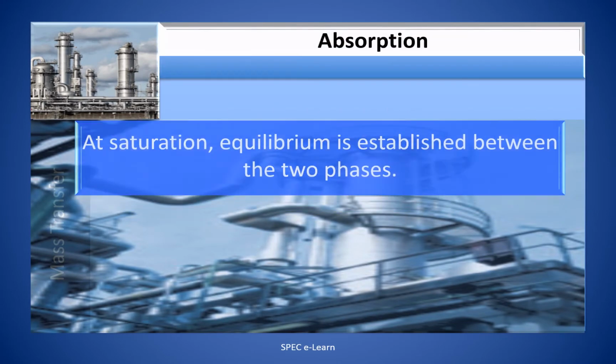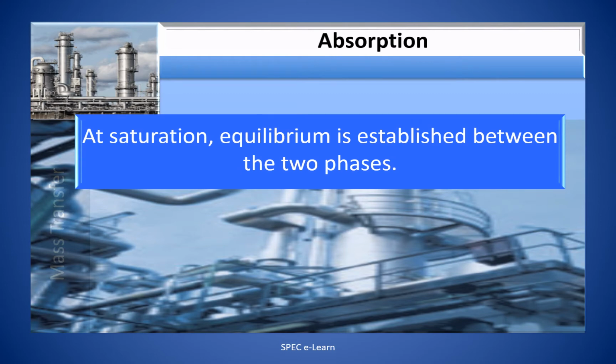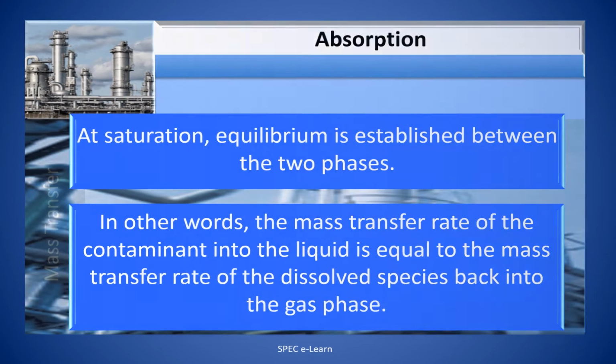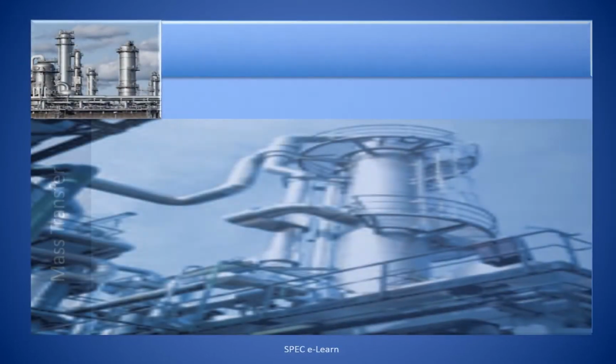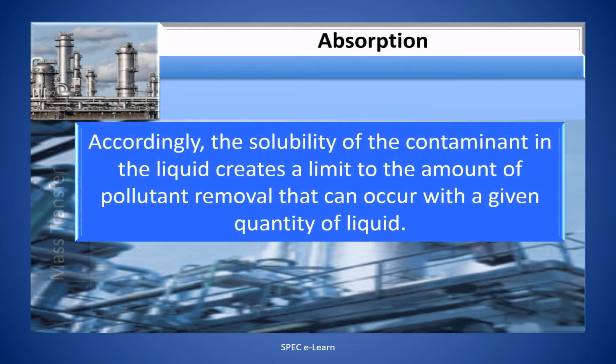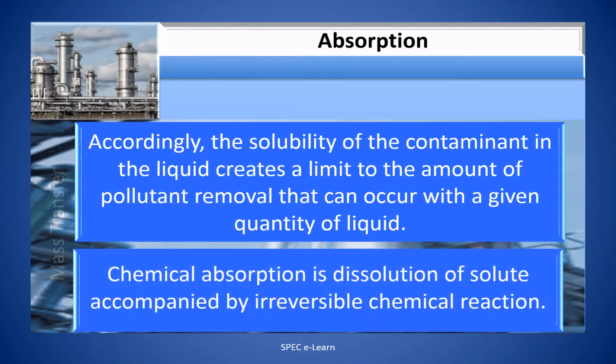At saturation, equilibrium is established between the 2 phases. In other words, the mass transfer rate of the contaminant into the liquid is equal to the mass transfer rate of the dissolved species back into the gas phase. Accordingly, the solubility of the contaminant in the liquid creates a limit to the amount of pollutant removal that can occur with a given quantity of liquid.